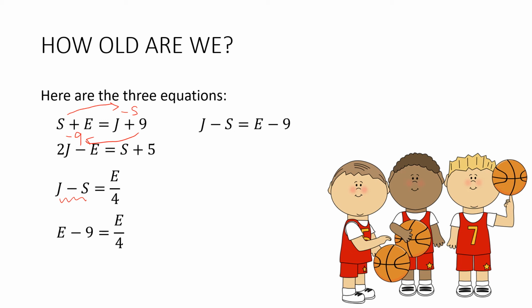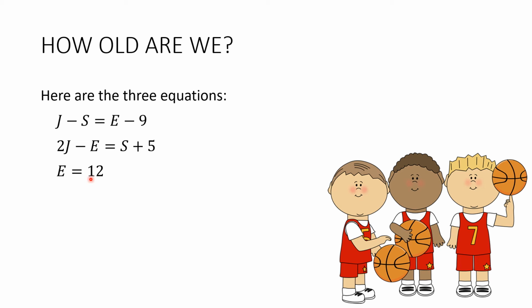So multiplying both sides by 4, I get 4e take away 36 is equal to e. Taking the e over this side gives me 3e take away 36 is equal to 0. And when I solve it, I get e is equal to 12. So Elliot is 12 years old. Now I'm going to substitute e equals 12 back into these 2 equations. So j minus s equals 12 take 9, which is 3. I'm putting the 12 in here. 2j take away 12 is equal to s plus 5.